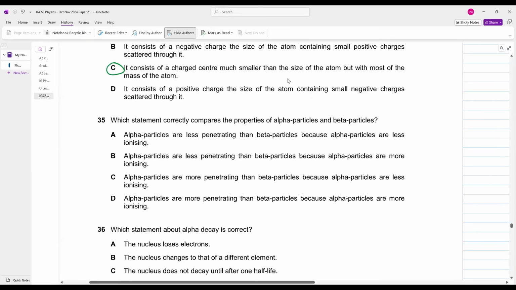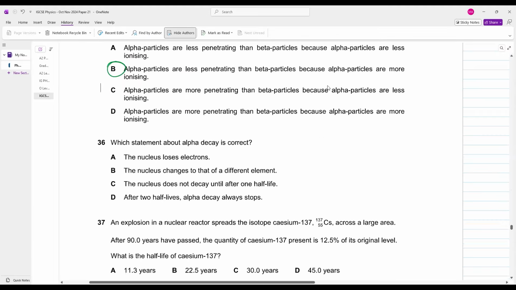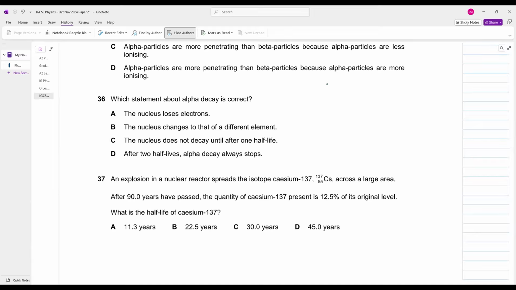Which statement compares the properties of alpha and beta particles? Alpha particles are less penetrating than beta particles, but alpha particles are more ionizing. B is correct. Which statement about alpha decay is correct? The nucleus changes to a different element. Yeah, क्योंकि आपका proton number change हो जाता है.